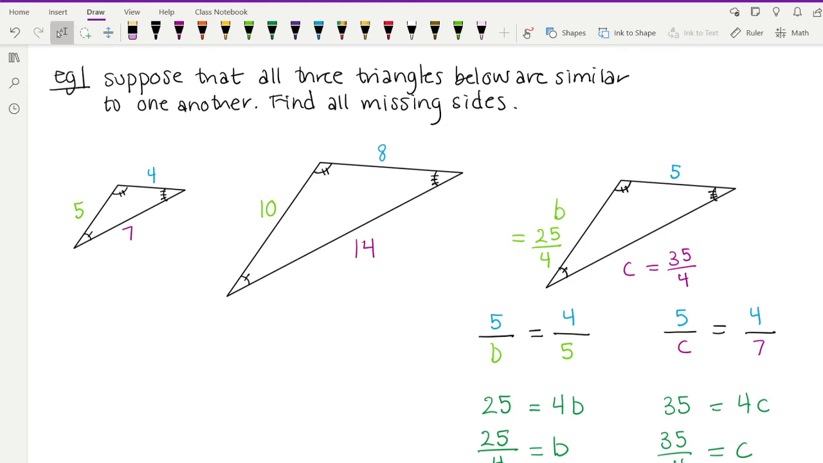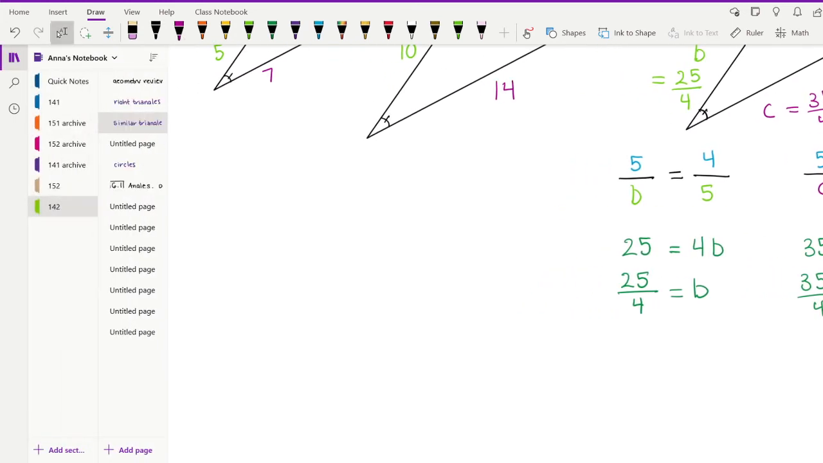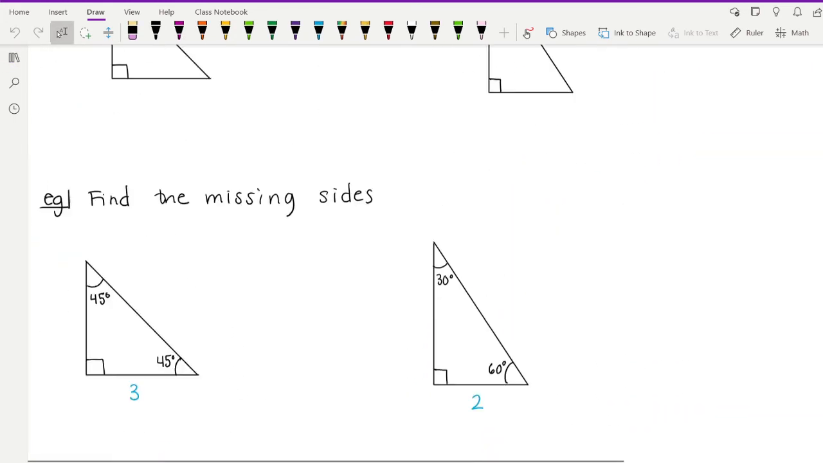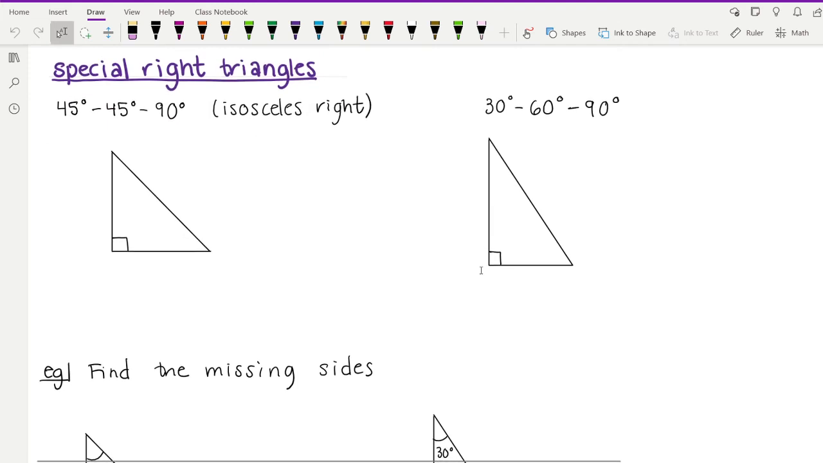Okay, so next thing I want to talk about, and this kind of fits with similar triangles as well, is some special examples of right triangles. It turns out that if you know the angles in a right triangle, for certain angles, the sides have a nice relationship that you are going to want to basically memorize.